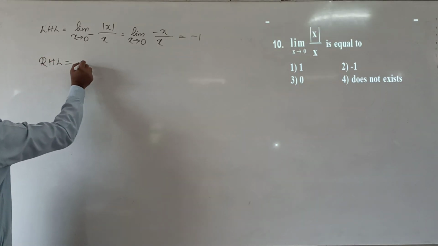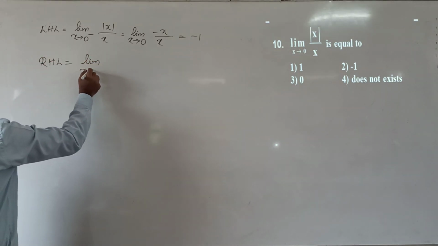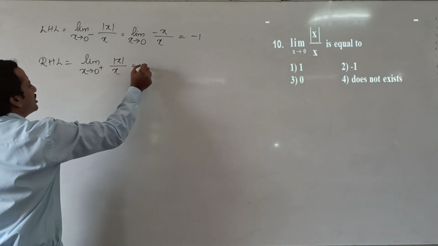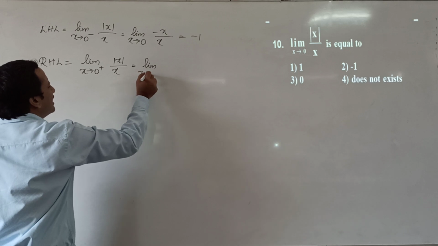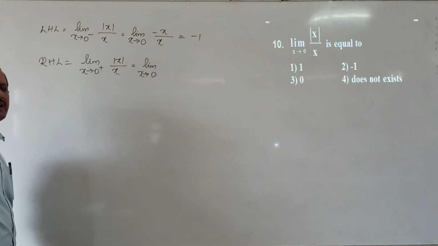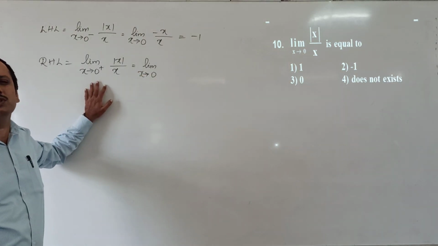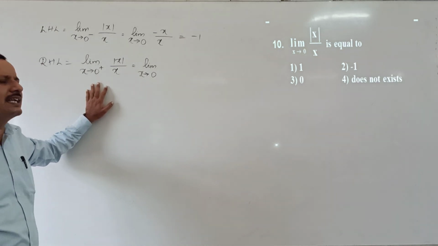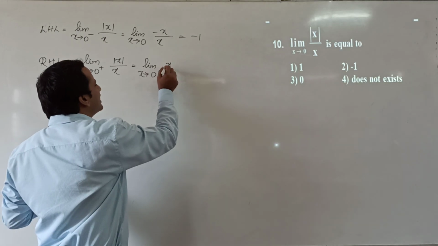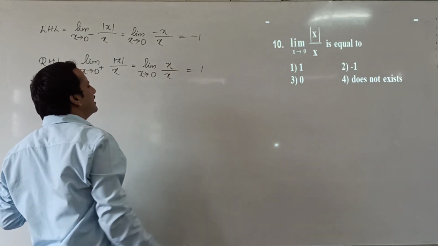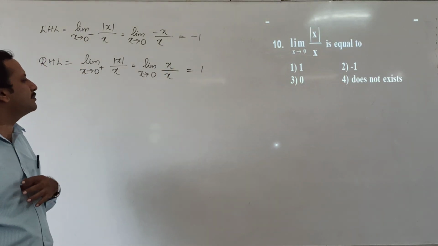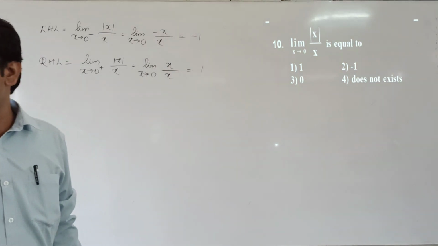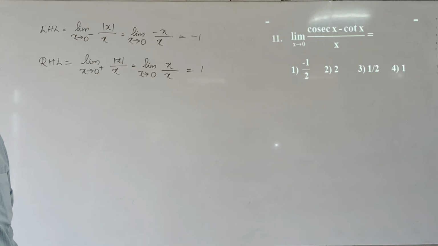And right hand limit is equal to limit x tends to 0 plus, mod x by x. When I write x tends to 0 plus, its meaning is that x is approaching 0 from right side. When x approaches 0 from right side, x is greater than 0. Whenever x is greater than 0, mod x is defined as x by x, that's equal to 1. Left hand limit is minus 1 and right hand limit is plus 1. Therefore, the limit does not exist.